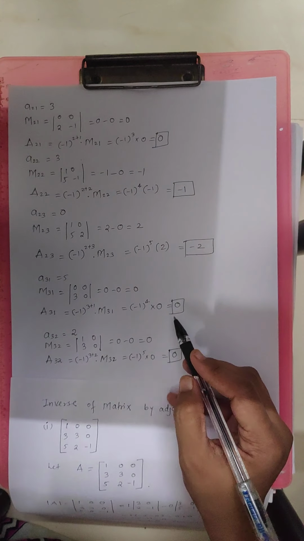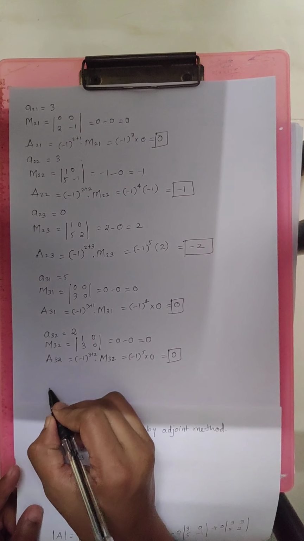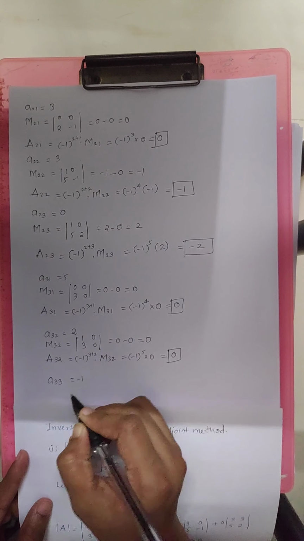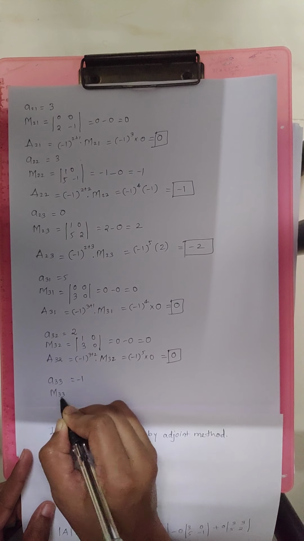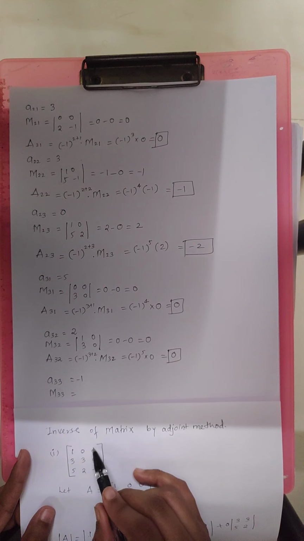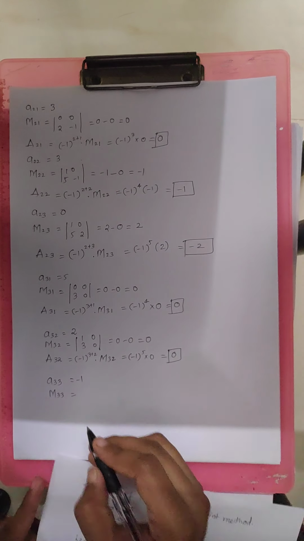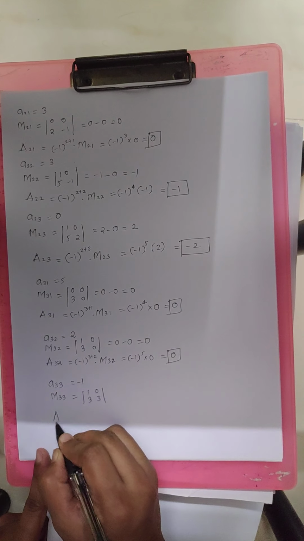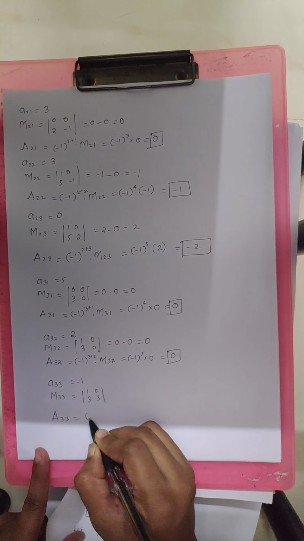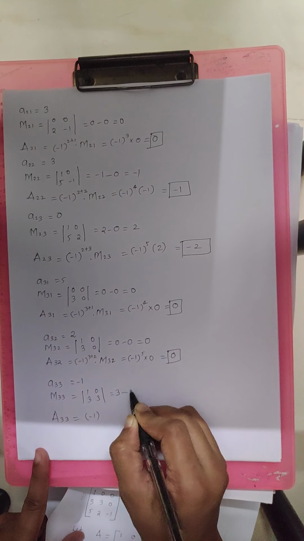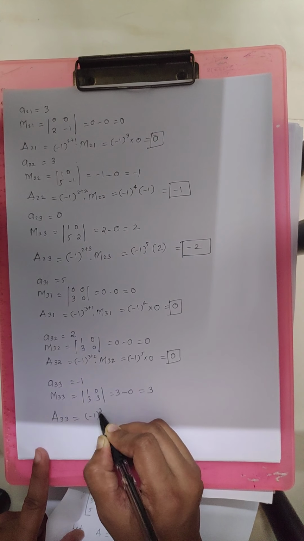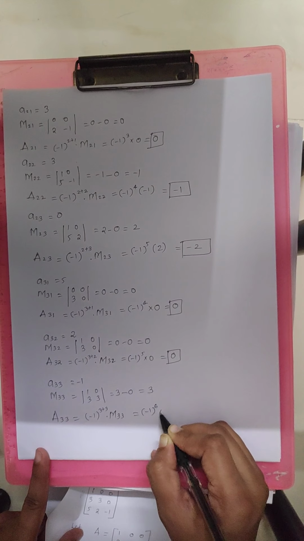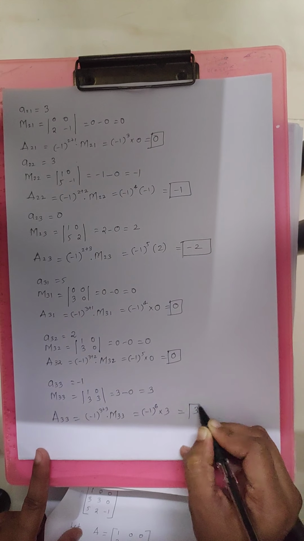We are putting a box on the cofactors. Okay, so the last element is A33, which is minus 1. So what will be M33? The determinant obtained by deleting the third row and third column, 1 0 3 3. So this will be capital A33. 3 ones are 3 minus 0, that is 3. M33 is minus 1 raised to 6 into 3, so it will be positive 3.